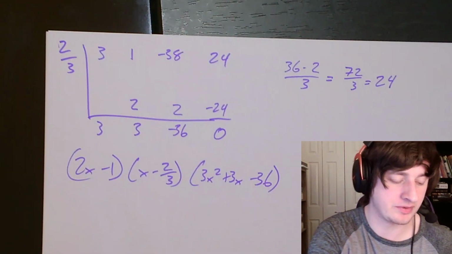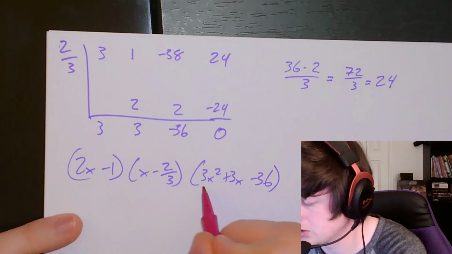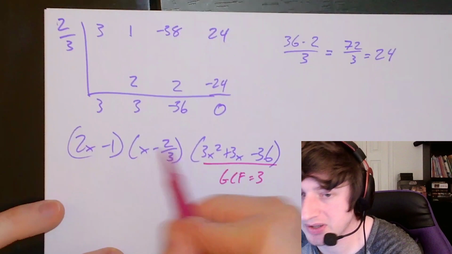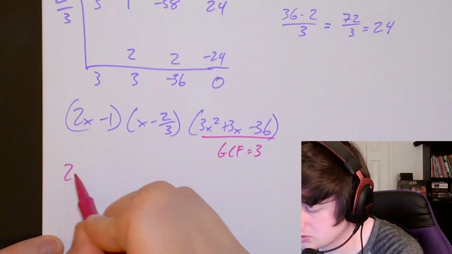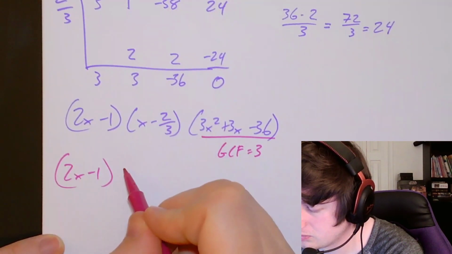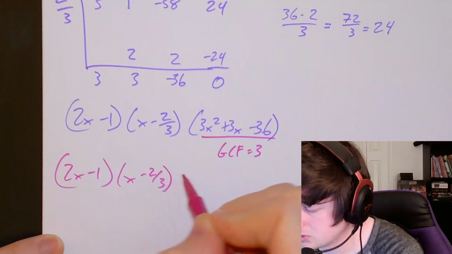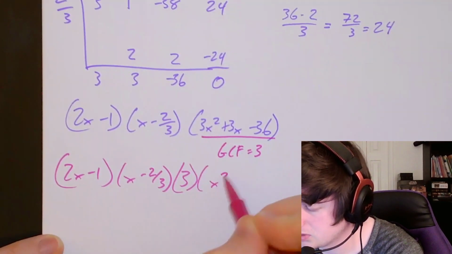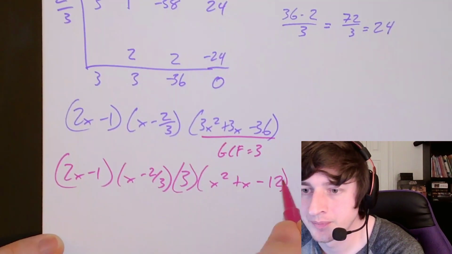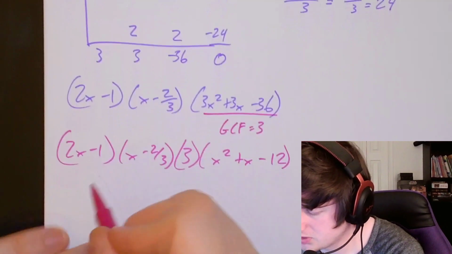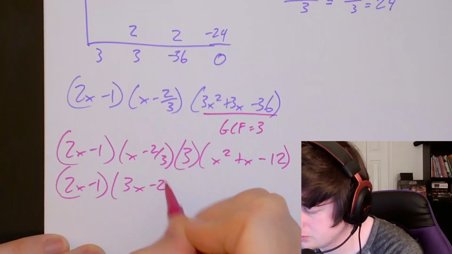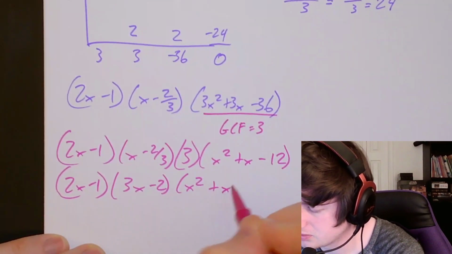And again, we have a greatest common factor here of 3. So we factor out a 3, and we're going to multiply it by this thing to simplify that fraction. So we get 2x minus 1 times, I'll show all the steps, times 3 times x squared plus x minus 12. This turns into 3x minus 2, x squared plus x minus 12.